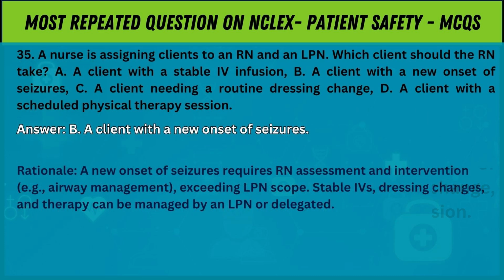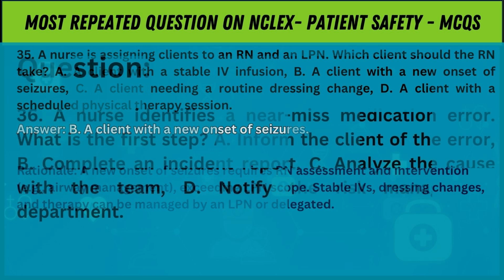Answer, B. A client with a new onset of seizures. Rationale. A new onset of seizures requires RN assessment and intervention, e.g., airway management, exceeding LPN scope. Stable IVs, dressing changes, and therapy can be managed by an LPN or delegated.